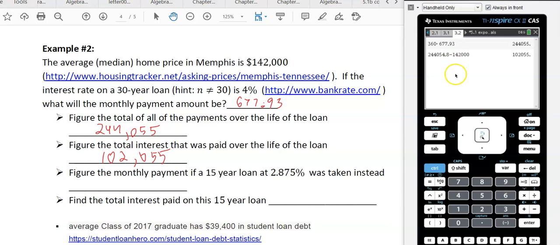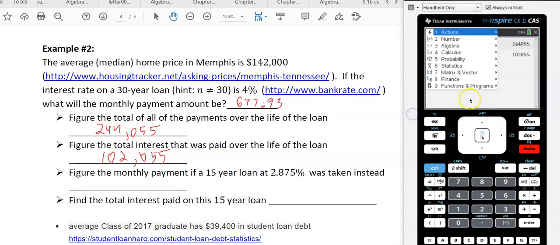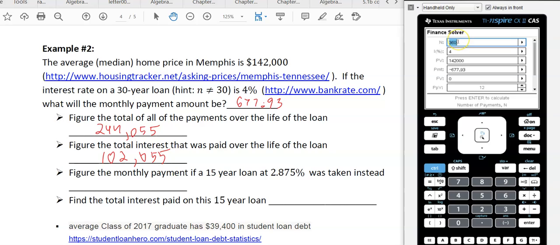Figure the monthly payment, so let's go back to the, again, menu, finance solver. We're going to make this a 15-year loan. So the interest rate now, you get a better rate on 15, so we're going to pay 2.875. Still the same loan. We don't know the payment yet. We're going to solve for that. Future value 0. N changes. It's going to be 15 years times 12 payments a year, which is 180. Don't press enter, hit tab. I need to press enter on the one I'm solving for, which is payment.